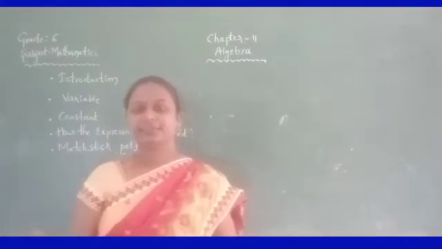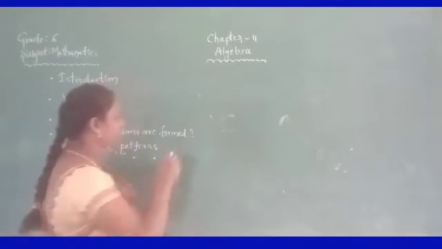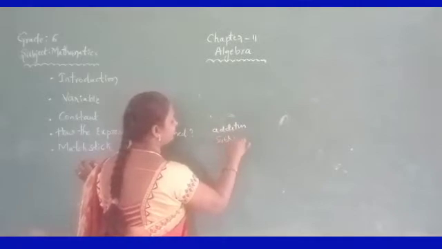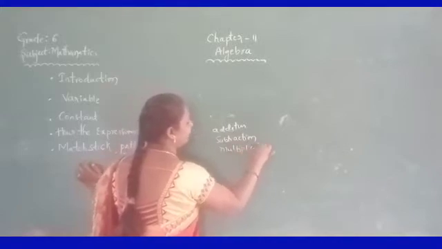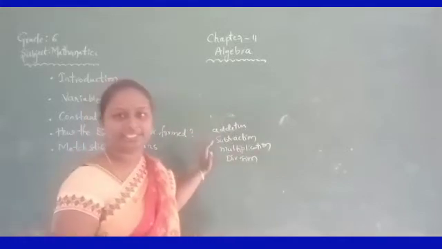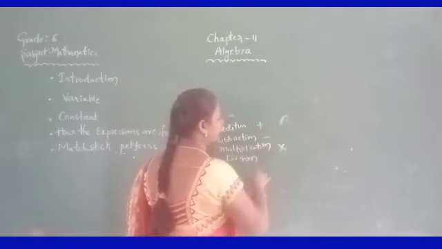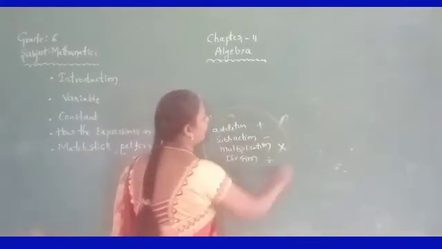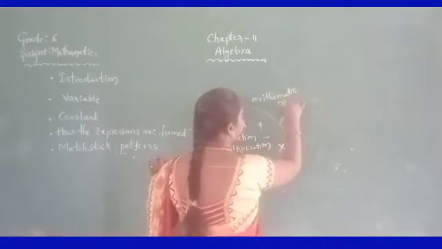Mathematically we have the arithmetic operations. What are the arithmetic operations? You know very well about them. Yes, exactly: addition, subtraction, multiplication and division. What is the symbol for addition? The symbol for addition is plus, for subtraction minus, for multiplication into, and for division divided by. So these four are the arithmetic operations.